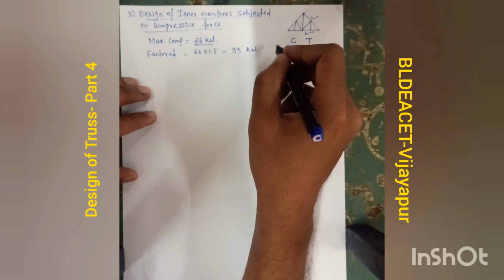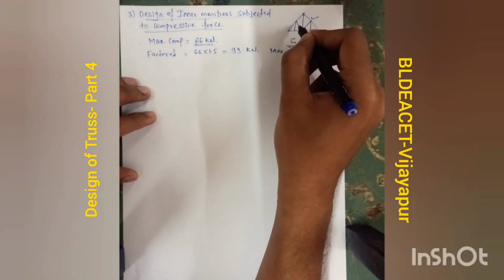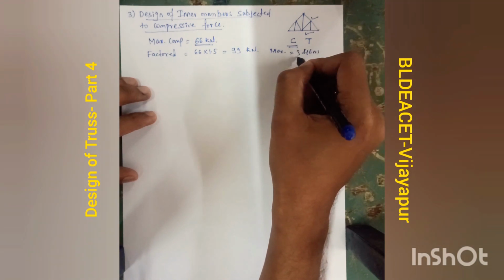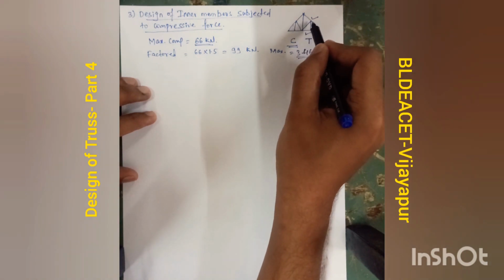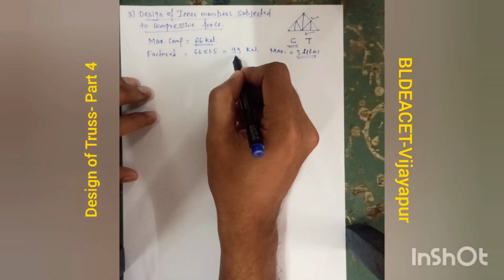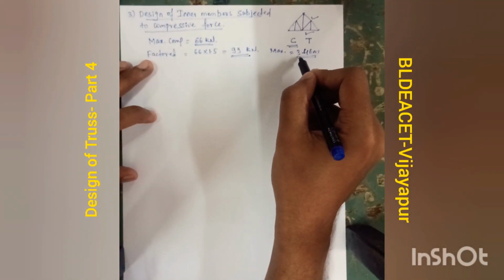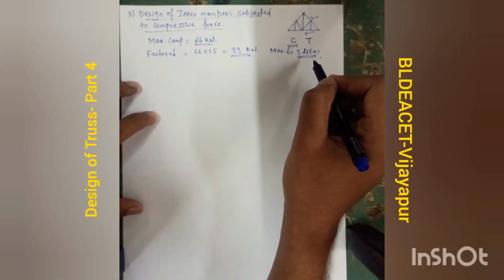And at the same time, the maximum length out of all inner members is equal to 3.46 meters. Now, your inner members are grouped in such a way that they are designed for the maximum factored load of 99 kilonewton and maximum length of 3.46 meters.